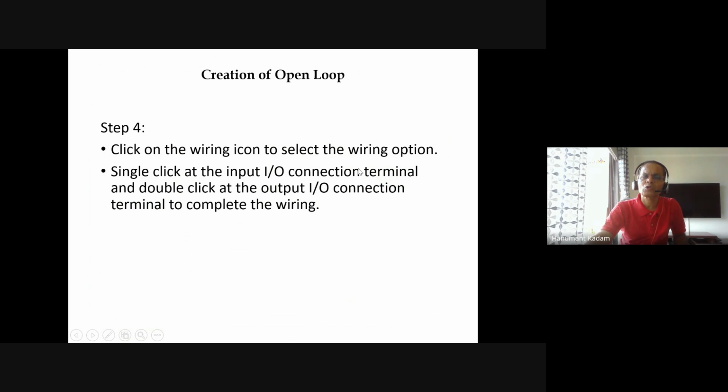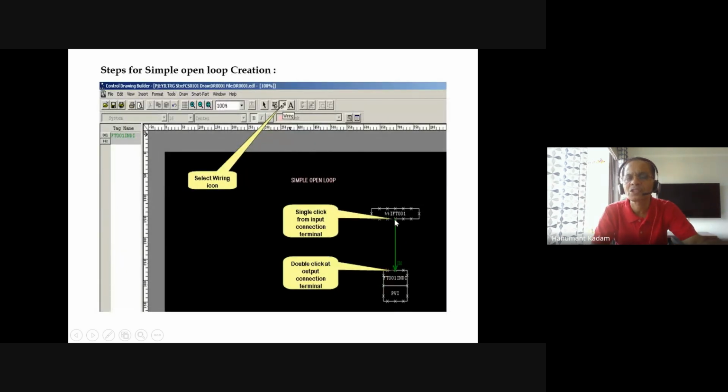Click on the wiring icon to select the wiring option. Single click on the input IO connection terminal and double click on the output connection terminal to complete the wiring. So you see here, now this is your earlier input block. This is your PVI block, your open loop creation. What you have to do is single click from the input connection here and double click at the output connection here. Automatically it comes. So select the wiring icon in the toolbar. You see here, this is the text icon, this is reset, and this is the function block, right? So this is a simple open loop here.